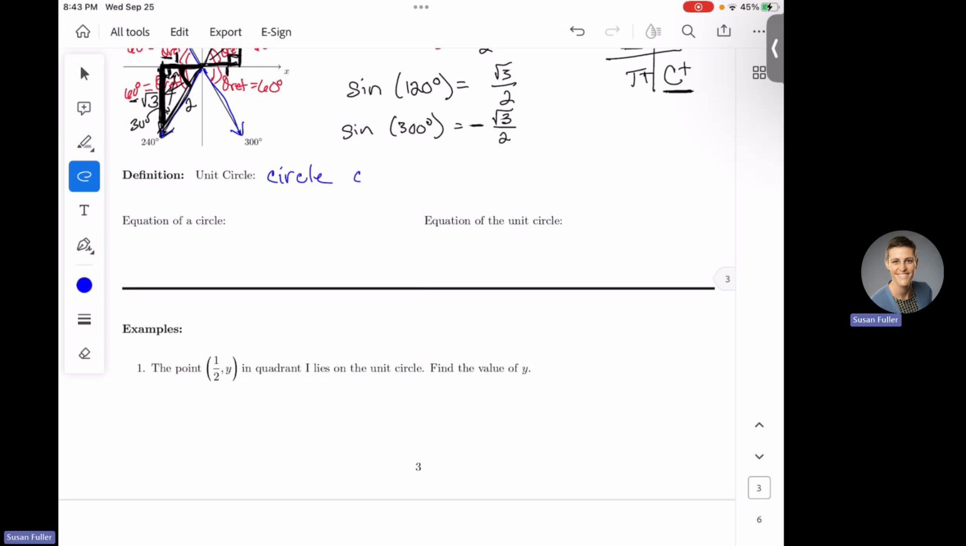Okay, so a unit circle in general basically just means a circle centered at the origin, 0, 0, with a radius of 1.